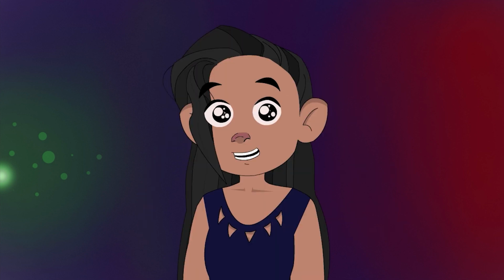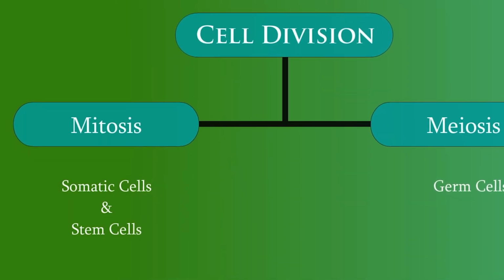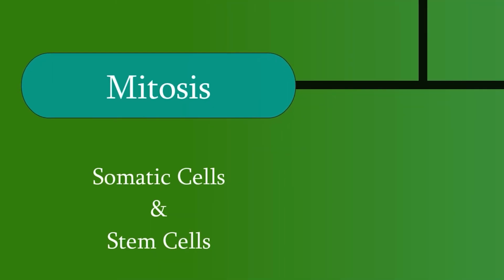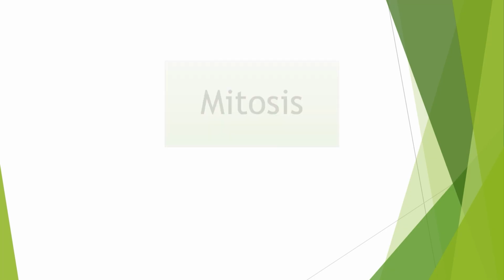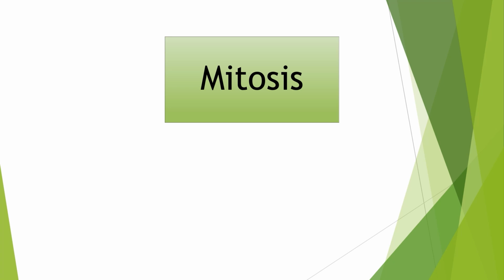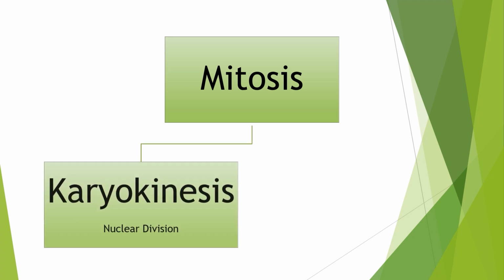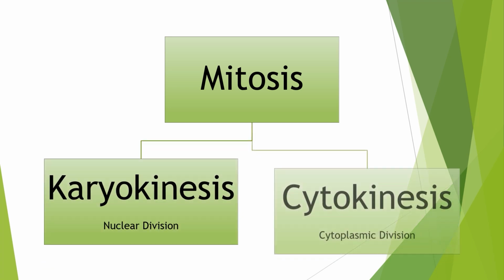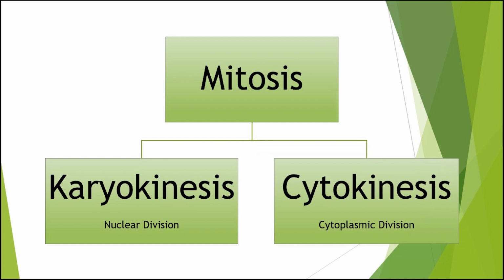Let's move on to the process of mitosis. Somatic cells and stem cells divide by mitosis. Mitosis is completed through 2 main steps. Those steps are karyokinesis, which is nuclear division, and cytokinesis, which is cytoplasmic division. Karyokinesis is completed through 4 steps.